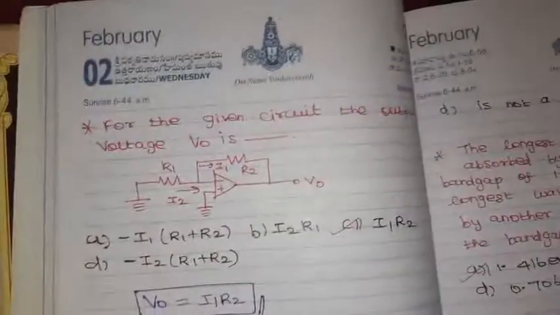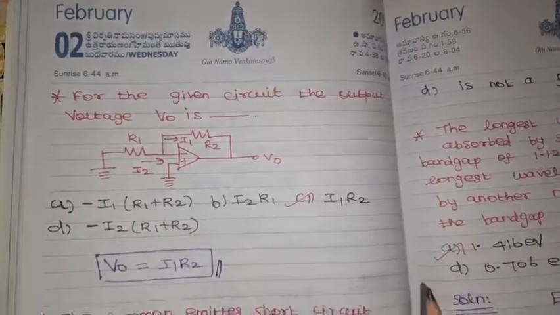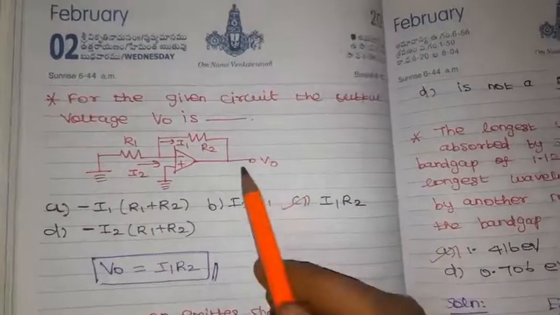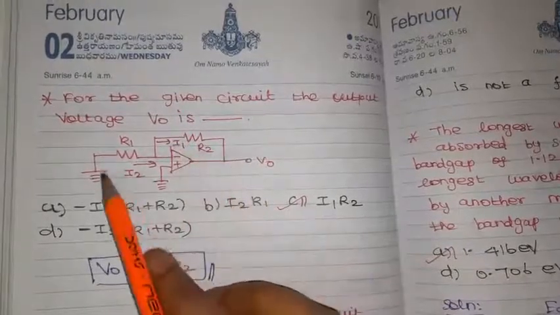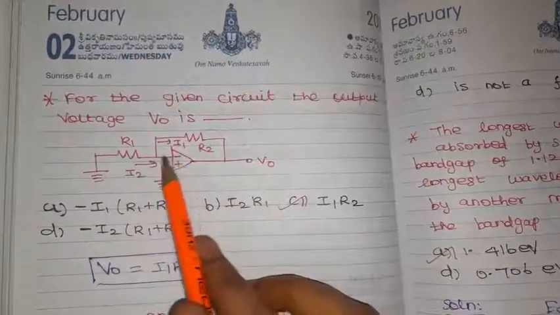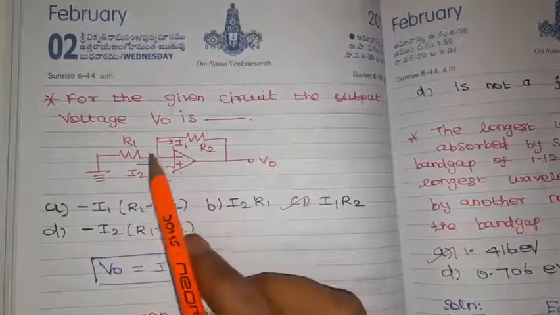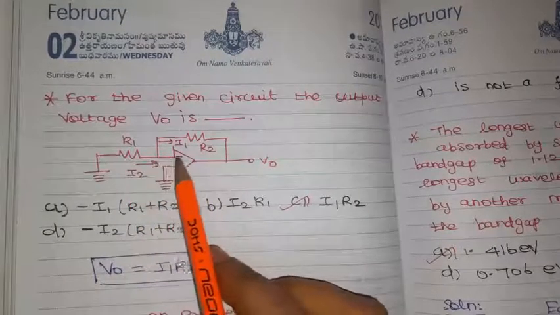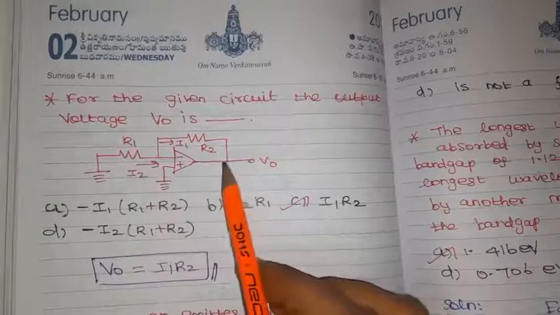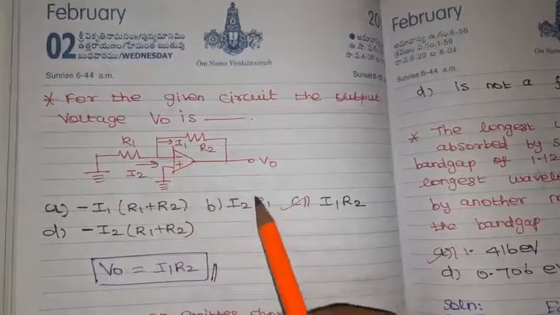Then move on to the next problem. For the given circuit, the output voltage V0 is, so we are going to find out the V0. V0 is nothing but I1 R2. Whenever it is not mentioned, this is an ideal op amp. In an ideal op amp, the current will not flow through the input inside the op amp. So V0 is from this terminal to ground, it is nothing but I1 into R2. V0, very simple, I1 R2.